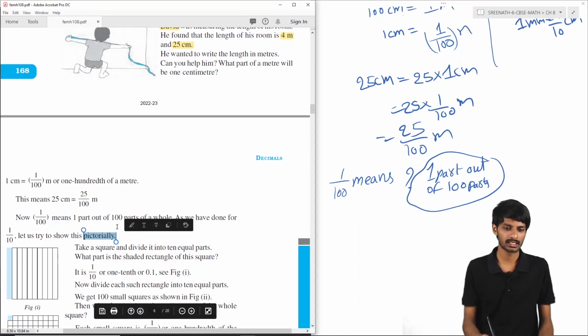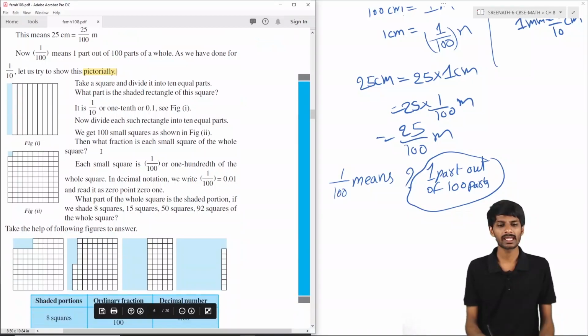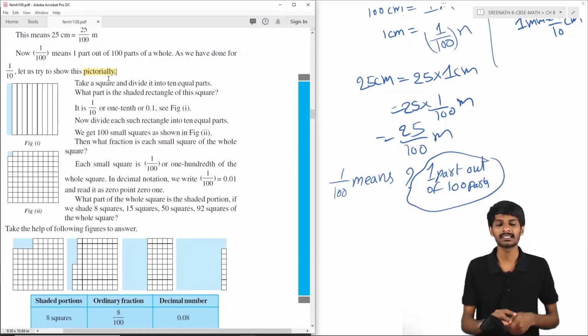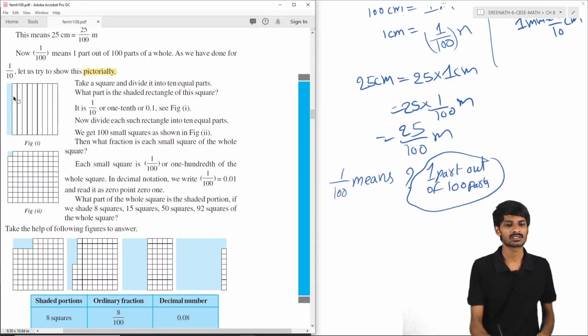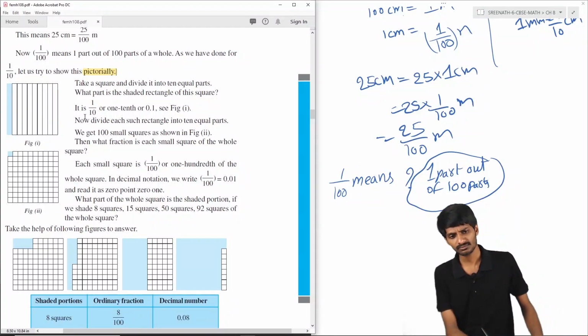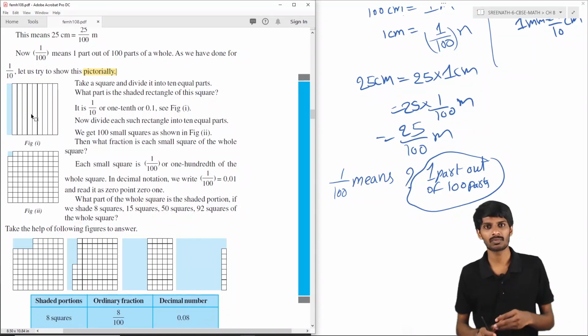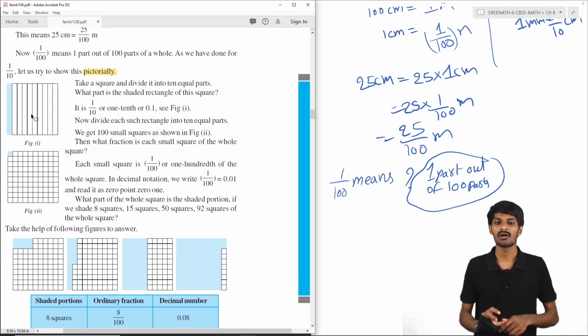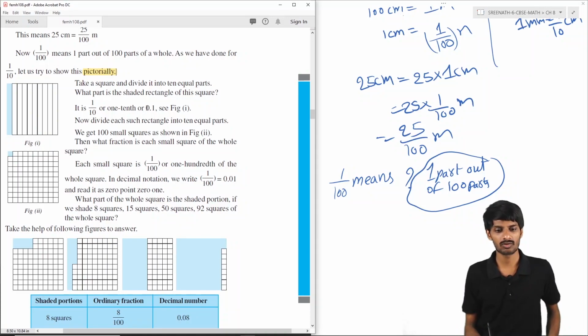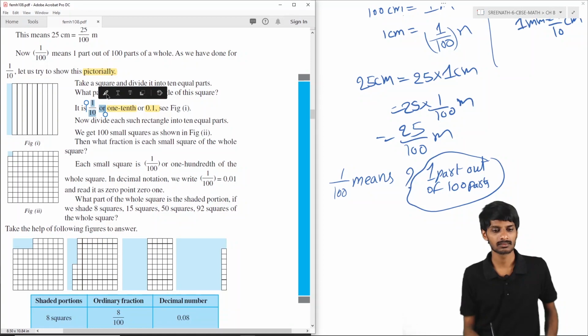Let us try pictorially. Now take a square, students, and divide it into 10 equal parts. So the square is divided into 10 equal parts. And what part is the shaded rectangle of this square? If you see this figure, 1 part of 10 parts is shaded. So how much part is it? That is 1/10, 1 by 10th, or 0.1, students. These things you have to remember.